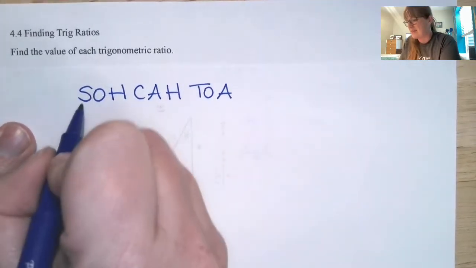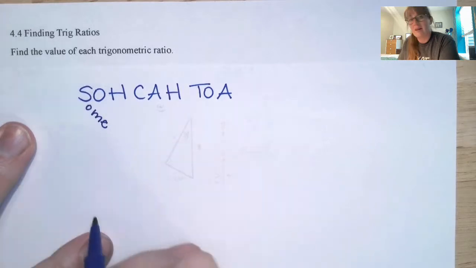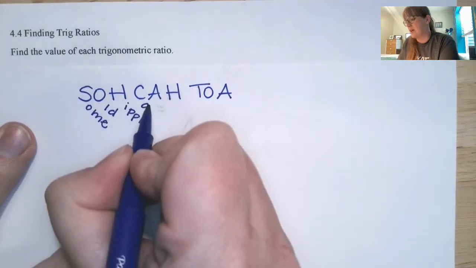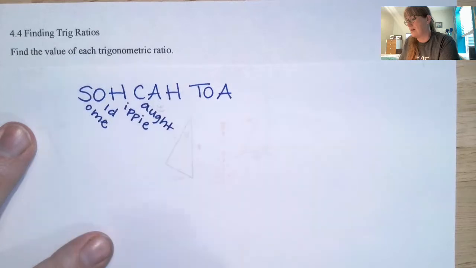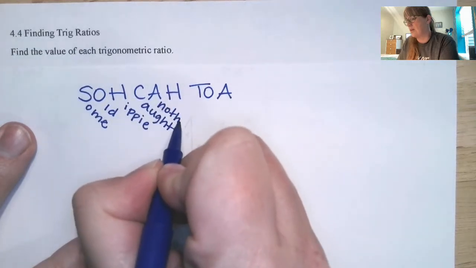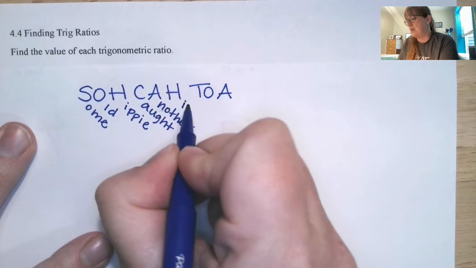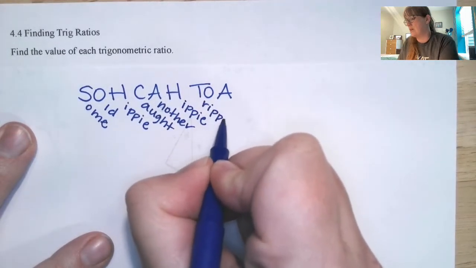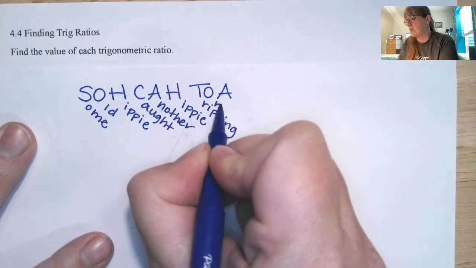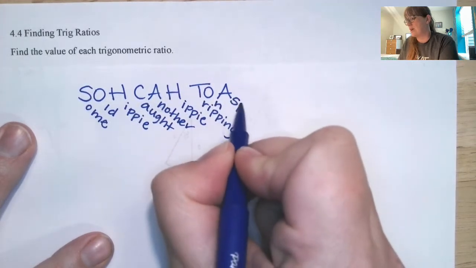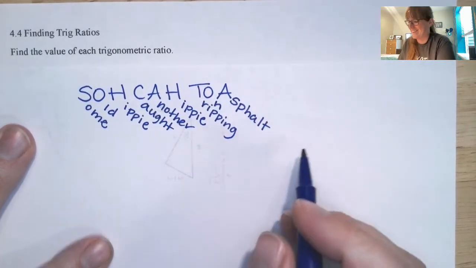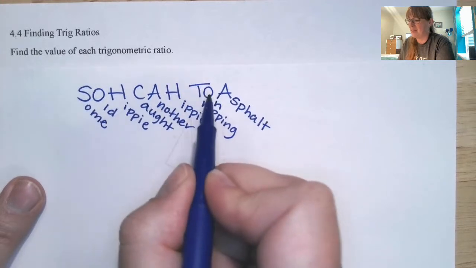So we say S, we say some, O, old, H, hippie, C is for cot, A is for another, H is for hippie, T is for tripping, O is for on, S is for asphalt. What did you think I was going to say? Okay, so some old hippie caught another hippie tripping on asphalt.